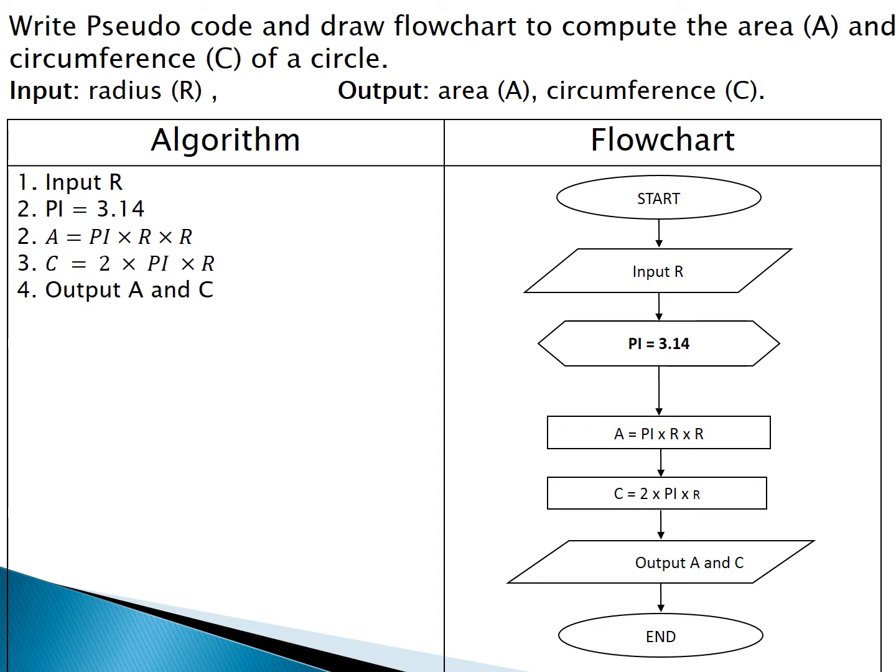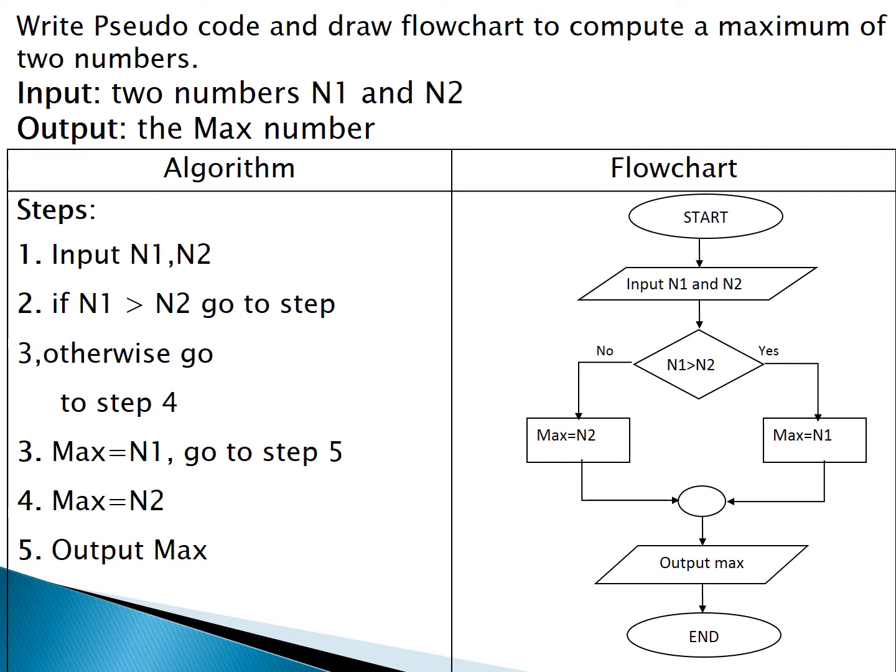Then after that, another example for finding the maximum of two numbers. We are taking input as number 1 and number 2. See, input two numbers, number 1 and number 2, output the max number. Here in the algorithm I am taking two input numbers, number 1 and number 2, and I am going to find the maximum of the two numbers.